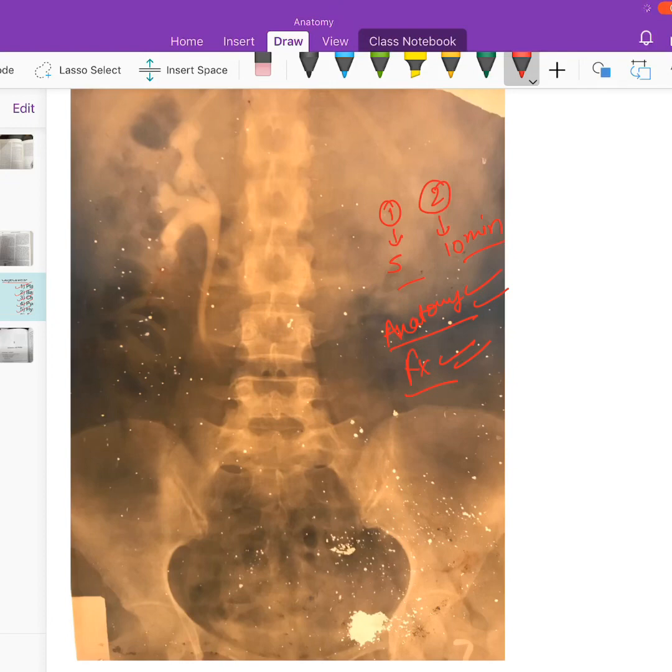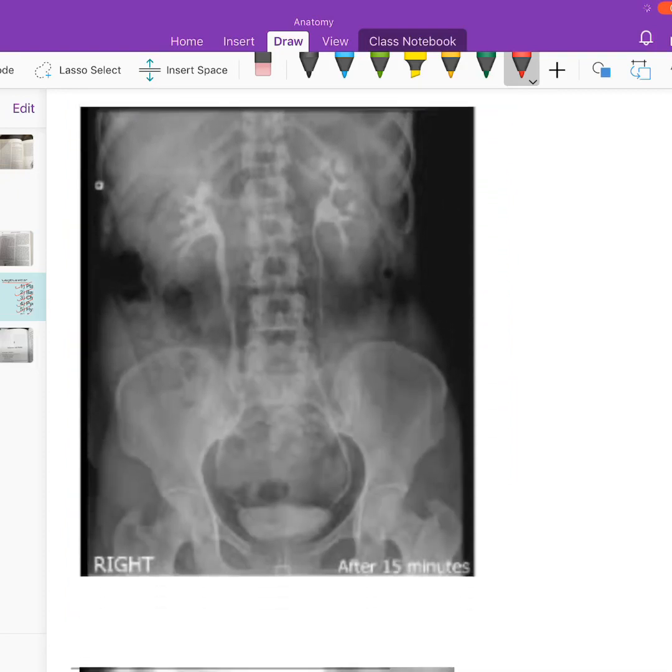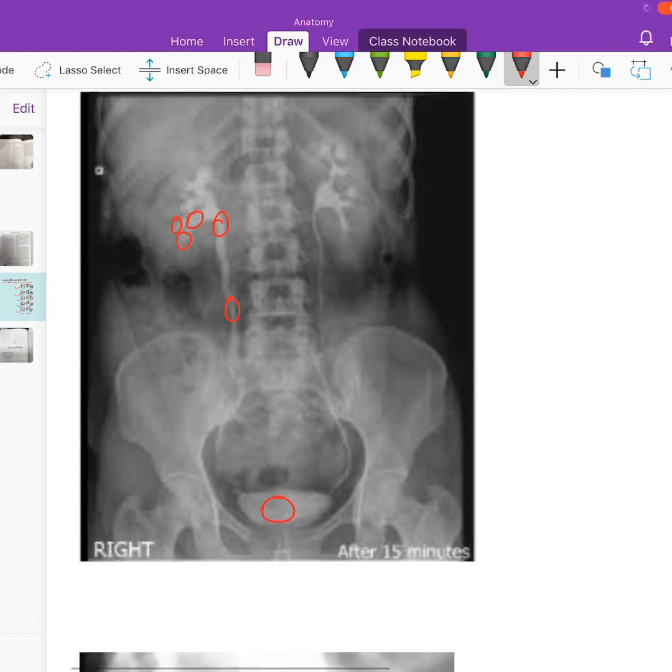In this radiograph, you can see these are minor calyces, these are major calyces, this is the renal pelvis, and this is the ureter. This is also a descending pyelogram. Here you can see minor and major calyces, renal pelvis, ureter and urinary bladder also.